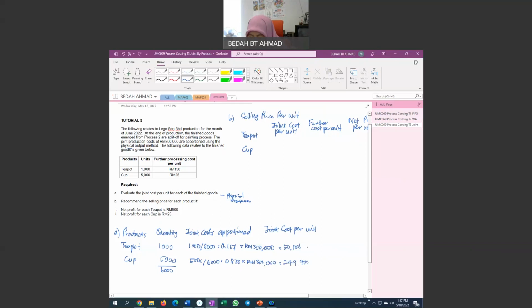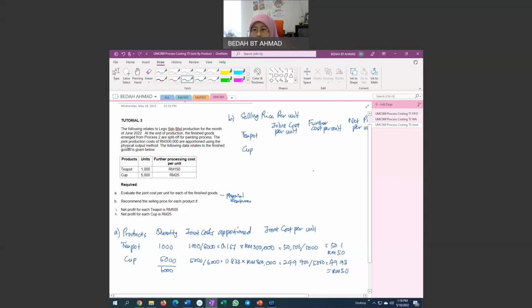Since you are required to calculate the joint cost per unit, you need to divide by 1,000 units produced for the teapot and 5,000 units produced for the cup. The joint cost per unit for the cup is about 49.98, which is more or less RM 50. For the teapot, we divide by the 1,000 units produced, so it is about RM 50.1, which we round to RM 50. By coincidence, both the teapot and the cup have a joint cost per unit of 50 ringgit.